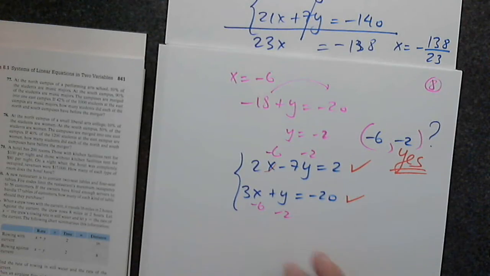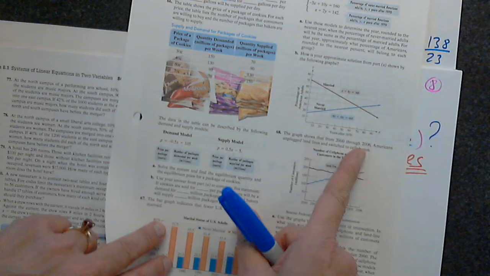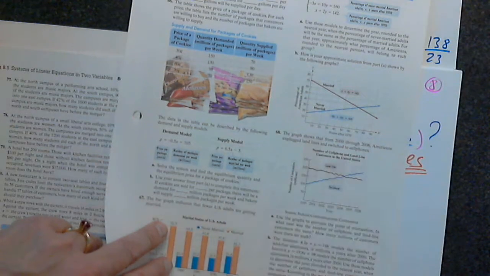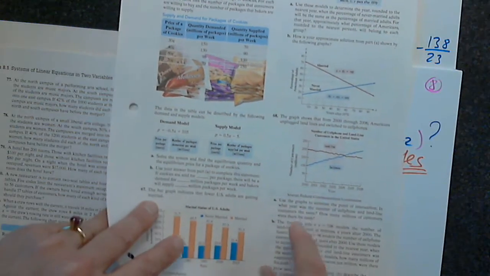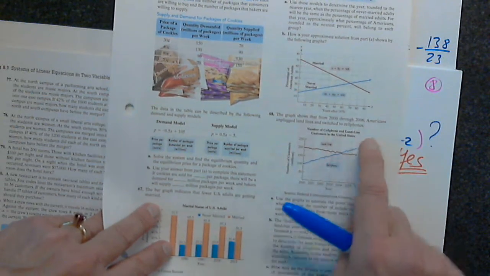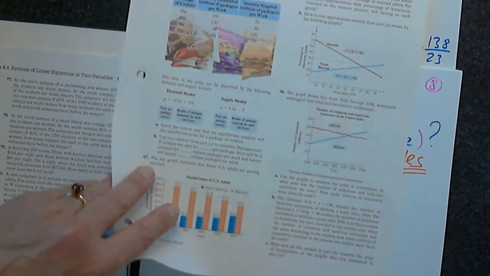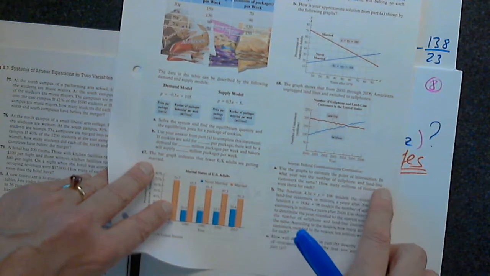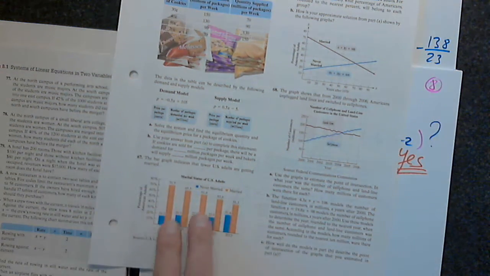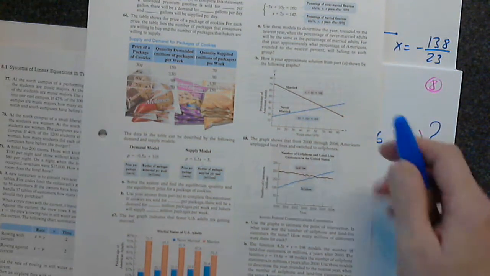Anything here? Okay. So the graph shows that from 2000 to 2006, Americans unplugged landlines and switched to cell phones. So this is the line with increasing slope for cell phones, and this is the line with decreasing slope for landlines. Use the graph to estimate the point of intersection. Okay, so let's use the graph to estimate the point of intersection. What would you say roughly?